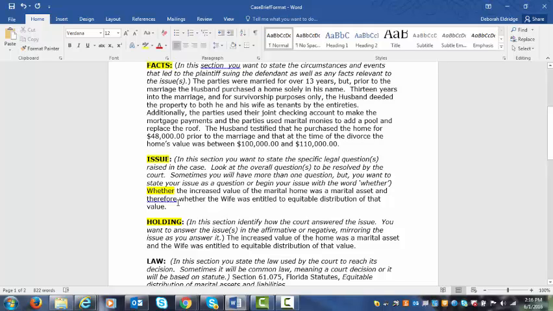Now in the Prolograph case, what the court had to answer was whether the increased value of the marital home was a marital asset, and therefore whether the wife was entitled to equitable distribution of that value. That was the issue that the court had to answer.